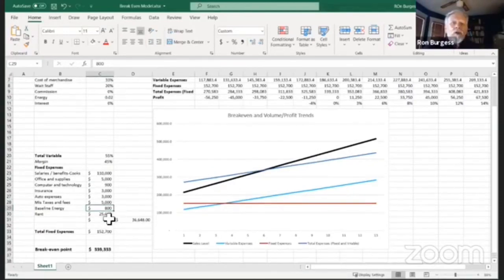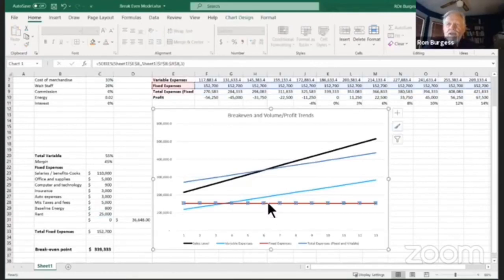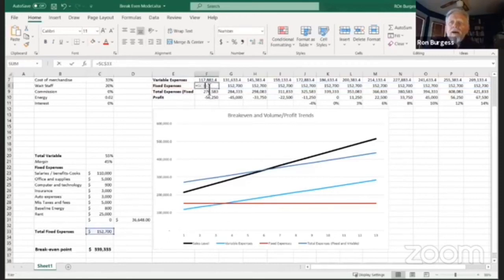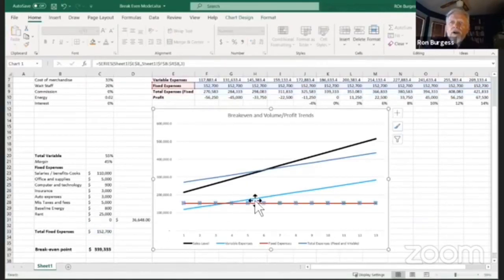So, and then of course, rent. So right here, as we talked about, these are the fixed costs. And that's it, we're there. So all we have done is, because fixed costs are exactly the same every month, we've plotted that straight across, and you can see that the fixed expenses are straight across right here, 152,000, there it is, 152, and now the fixed costs just go straight across.